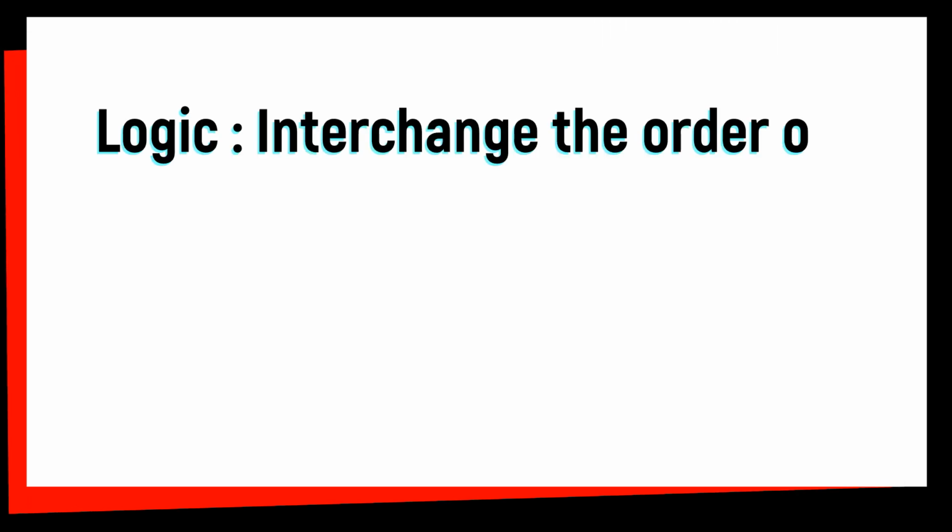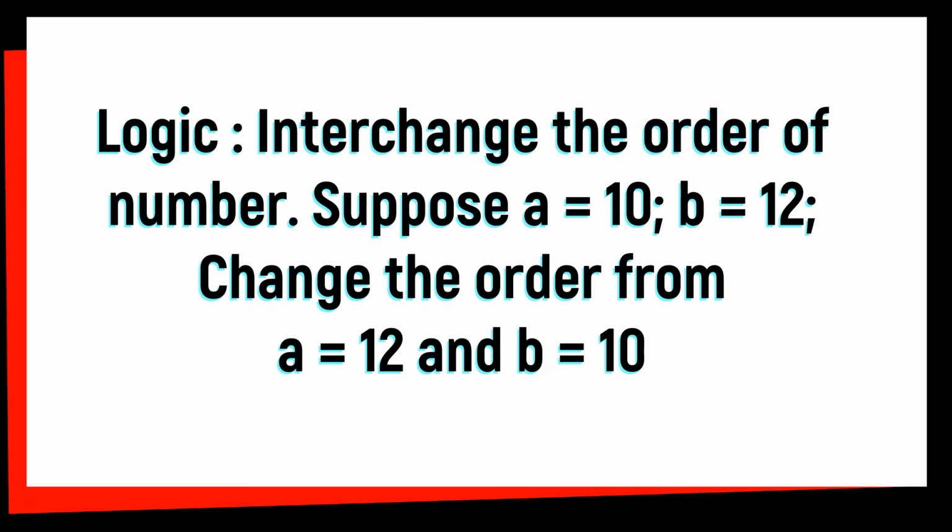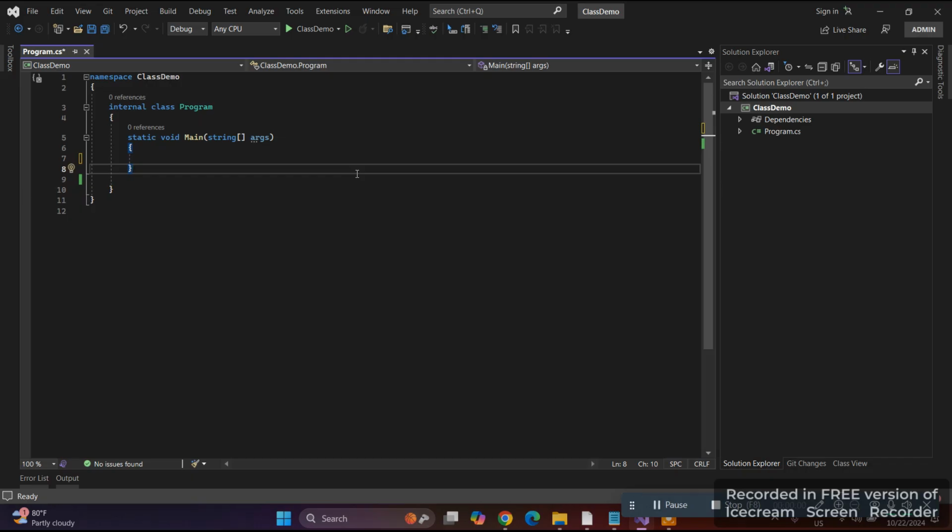The logic for swapping two numbers is that we have to interchange the order of the numbers. Suppose a is equal to 10 and b is equal to 12, then we have to change it to a is equal to 12 and b is equal to 10. This is the expected output. Now let's see in a real-time example how to swap two numbers.